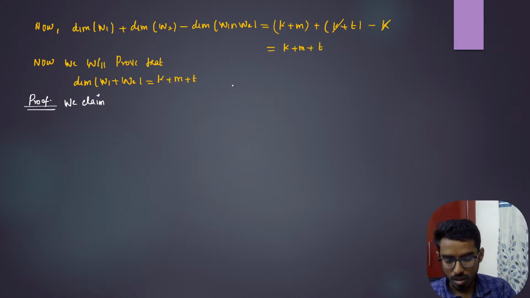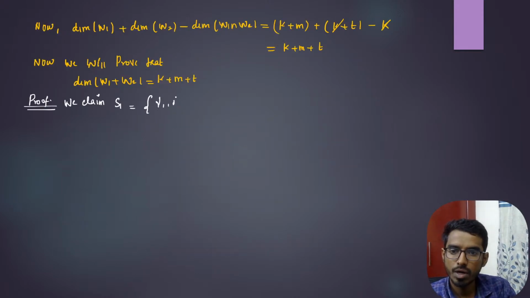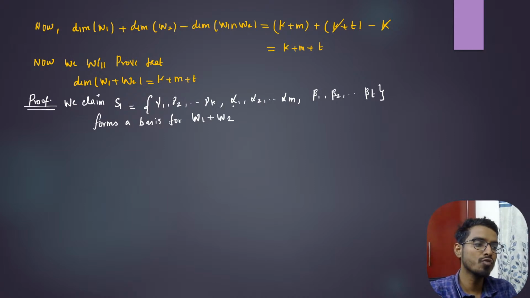So we claim S1 is equal to gamma 1, gamma 2 and so on up to gamma k, which has dimension k; alpha 1, alpha 2 and so on up to alpha m, which has dimension m; and beta 1, beta 2 and so on up to beta t, which has dimension t. Now I'm going to say that this set forms a basis for W1 plus W2. If I say that, the proof will be over.